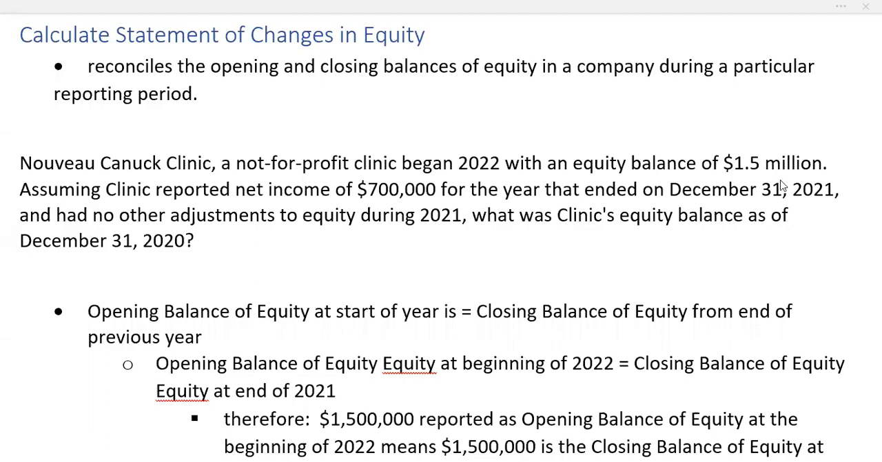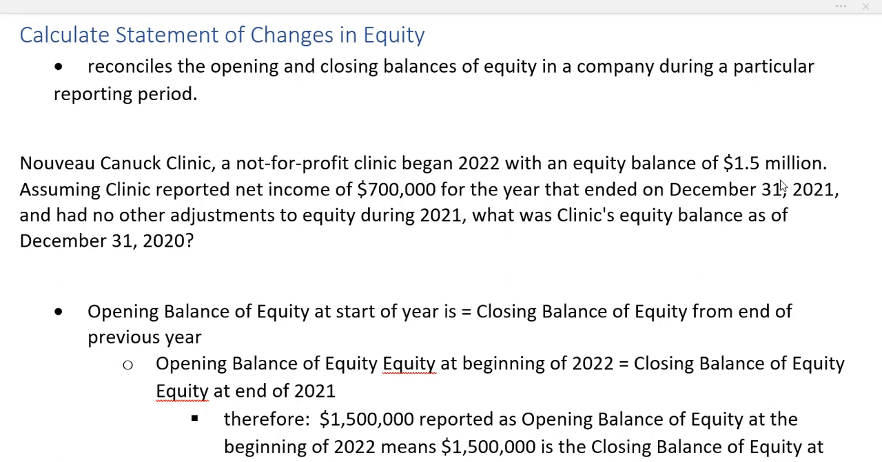In this video, we will demonstrate how you can calculate for the statement of change in equity. So remember that the statement of changes in equity reconciles the opening and closing balance of equity in the company during a particular reporting period, usually 1 year.